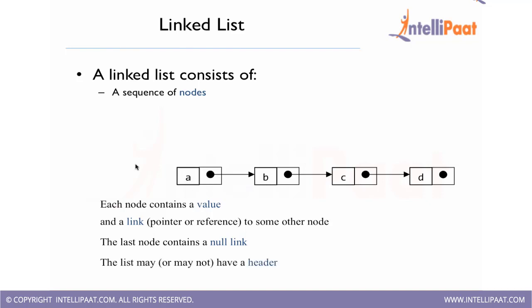So the list may have a header. It's good to have a header. A header is nothing but it says from where my linked list is starting. So generally it contains the location of your first node. So here is the starting element of the linked list, or I can say the head of the linked list, which contains the memory address of the first node. So this is the linked list. This contains the address of the first node. Then node A has B as the next node, B has C as the next node, C has D as the next node.